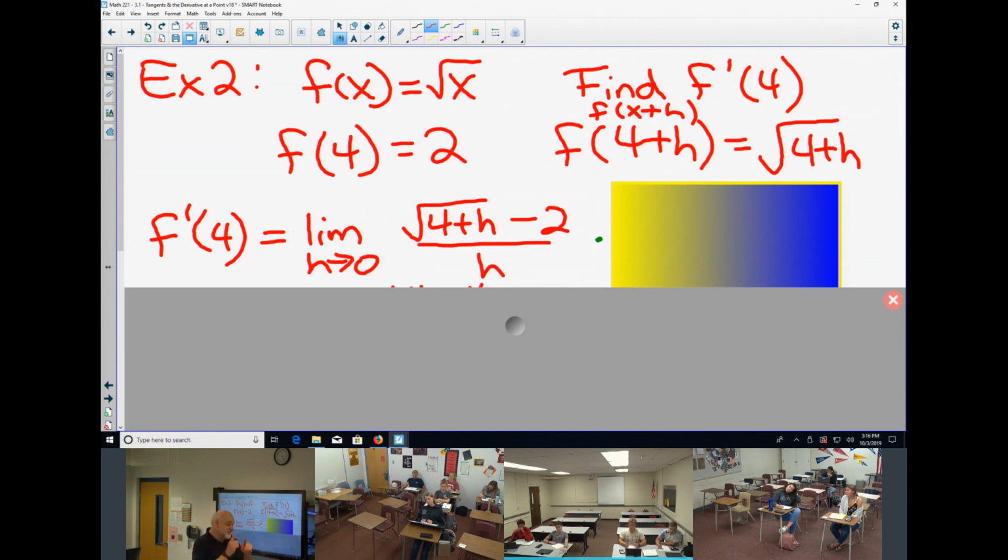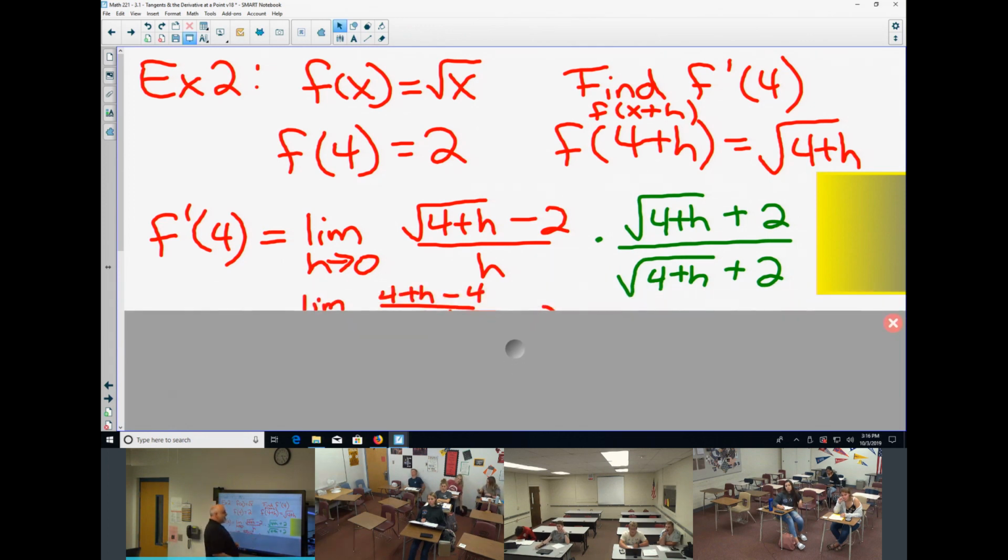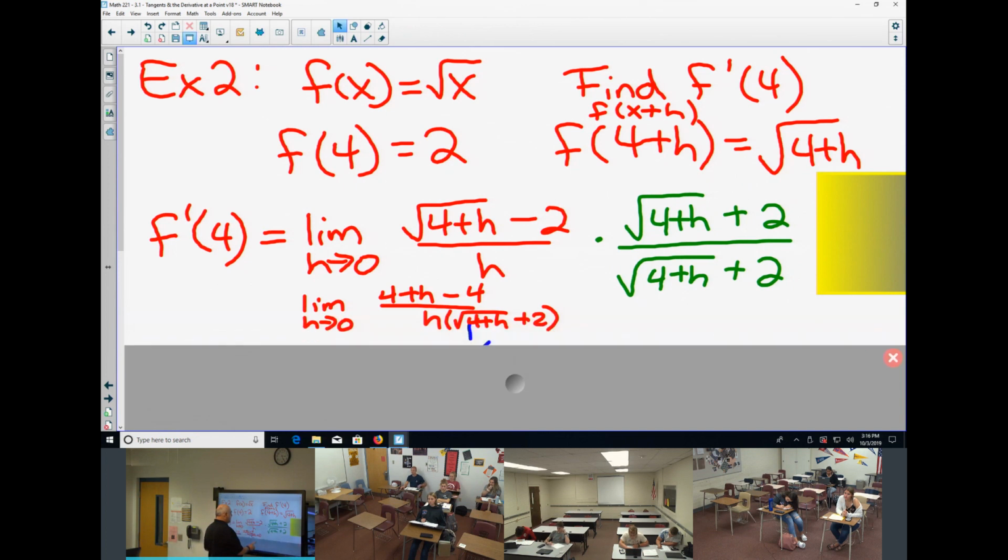Conjugate? Yes, yes, yes. We multiply by the conjugate. And so that's going to be multiplying by the radical 4 plus h plus 2 over radical 4 plus h plus 2. Now, you don't actually multiply out the denominator here, but when you multiply out the numerator, the radical times the radical, the 4 plus h just comes out of the radical. And then the outer and the inner products cancel, and then minus 4, and then don't multiply out the h times the conjugate.